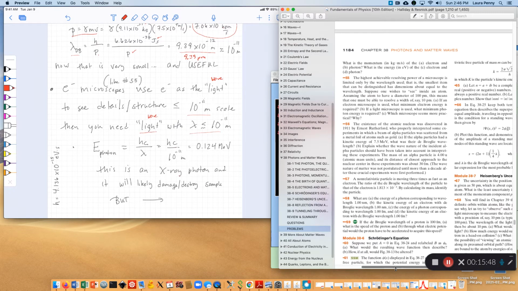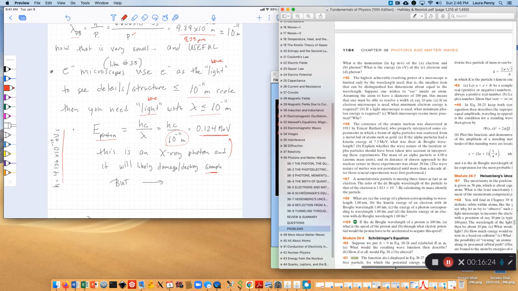And so if instead of using an electron, you used actual light, actual photons, if you say, well, okay, I'm going to use light that has that type of wavelength, then the energy that each of those photons would have is almost millions of electron volts of energy. And if you actually hit your sample with something that has this much energy, you're likely to damage it or destroy it. And again, here's where I've got the h in terms of electron volts.